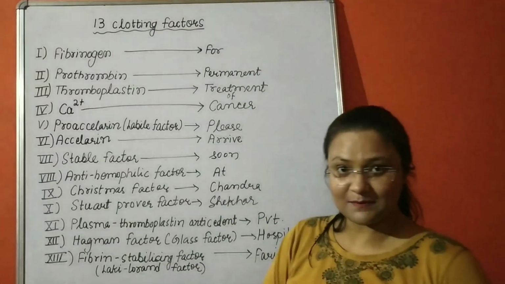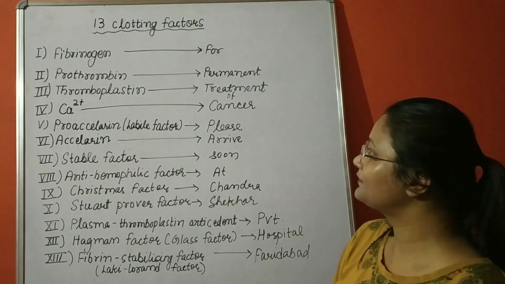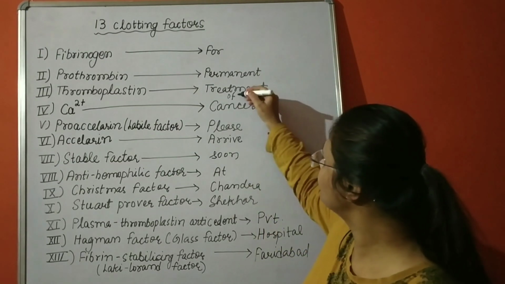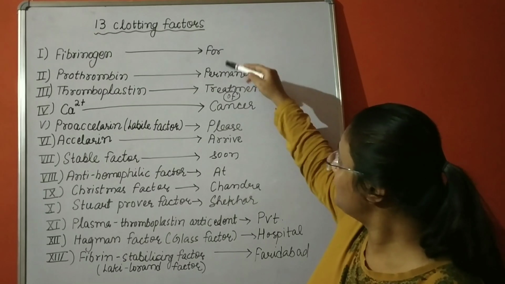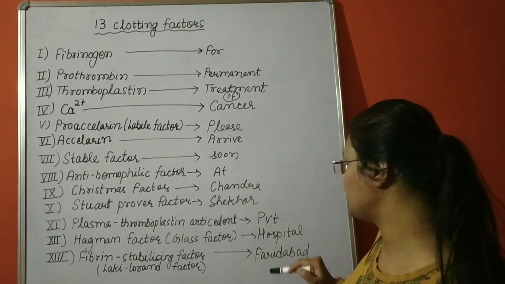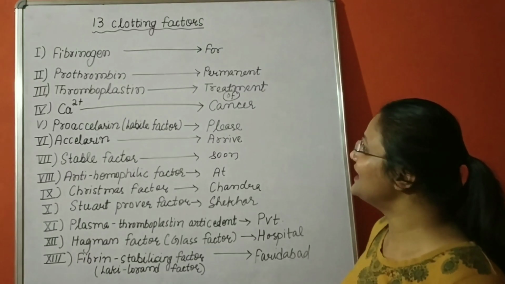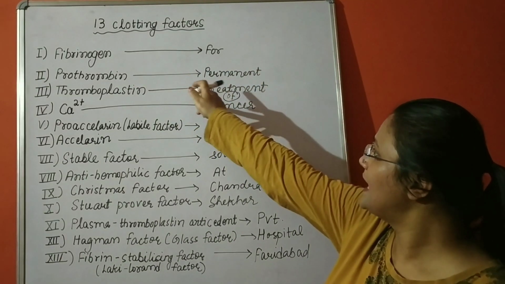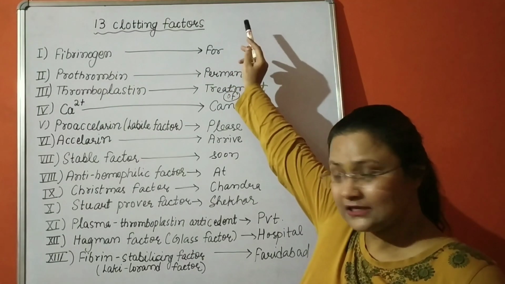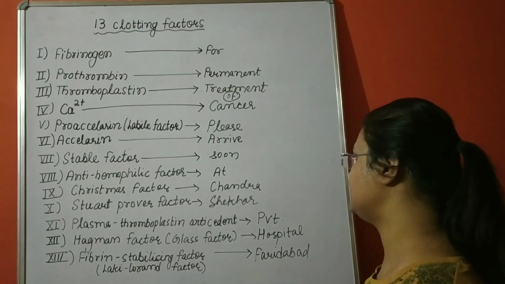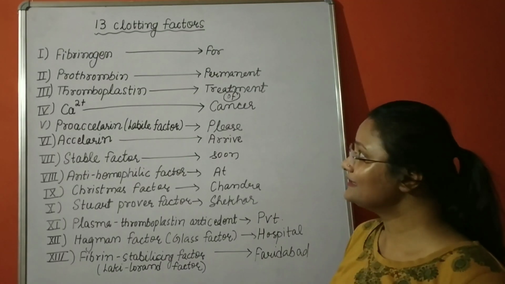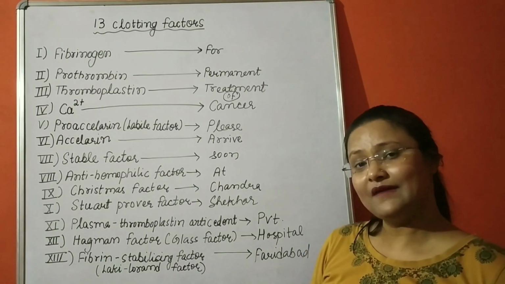Now the mnemonic device to remember these factors is: For permanent treatment of cancer, please arrive soon at Chandrasekhar Private Hospital, Faridabad. So F is for fibrinogen, and similarly, the first letter of each word indicates the factor associated. So that's how we can easily remember these factors. Now let us discuss the intrinsic and extrinsic pathway and when they are activated.